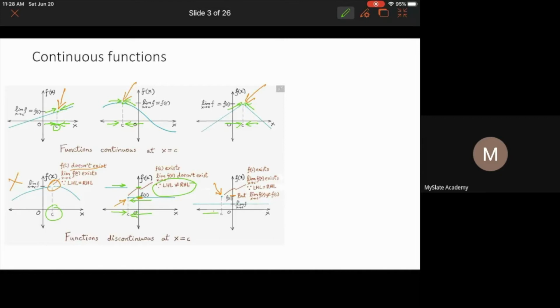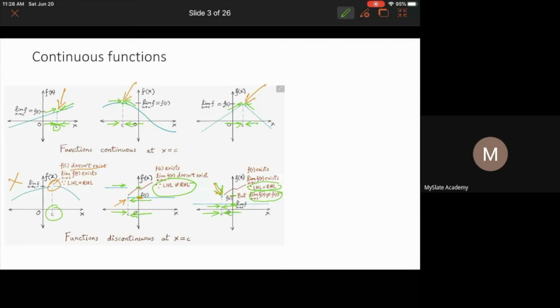Here, as we approach c from the left side, the function approaches some value, which is this one. If you approach c from the right hand side, the function approaches the same value. So interestingly, here the limit exists. Since LHL equals RHL, the limit of the function exists, but it is not equal to the value that the function takes at x equal to c. That value is different. That's somewhere here, right?